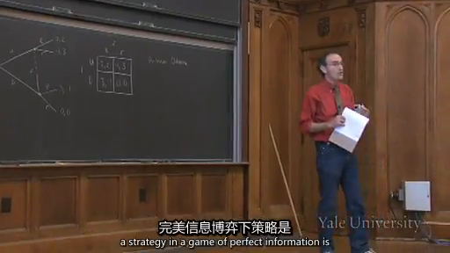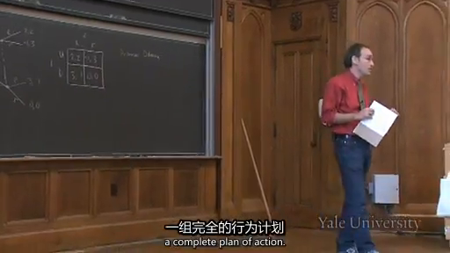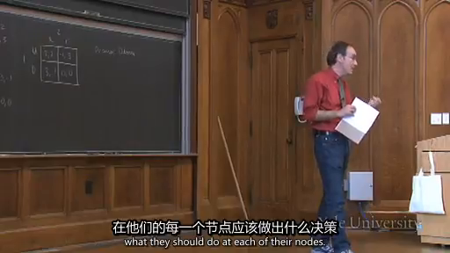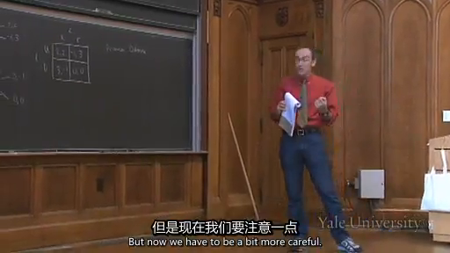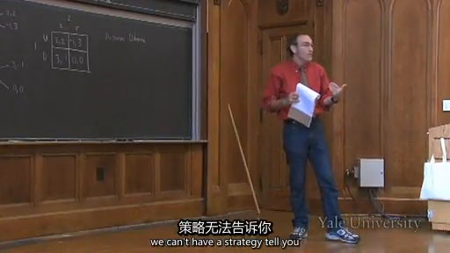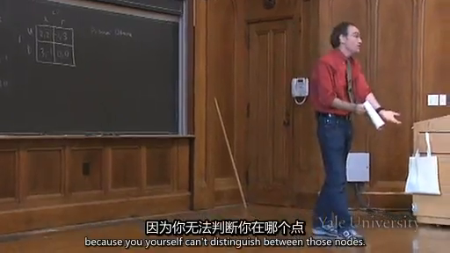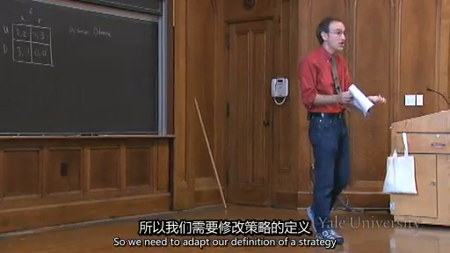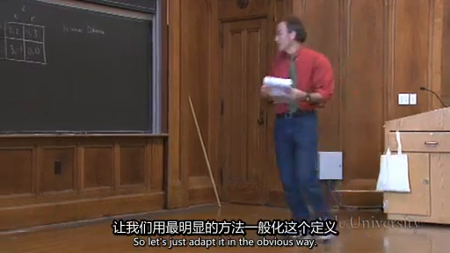And just to remind you, a strategy in a game of perfect information is a complete plan of action. It tells the player in question what they should do at each of their nodes. But now, we have to be a bit more careful. Once we move to imperfect information, we can't have a strategy tell you what to do at each of your nodes, because you yourself can't distinguish between those nodes. So we need to adapt our definition of a strategy to make it appropriate for these more complicated games. Let's just adapt it in the obvious way.